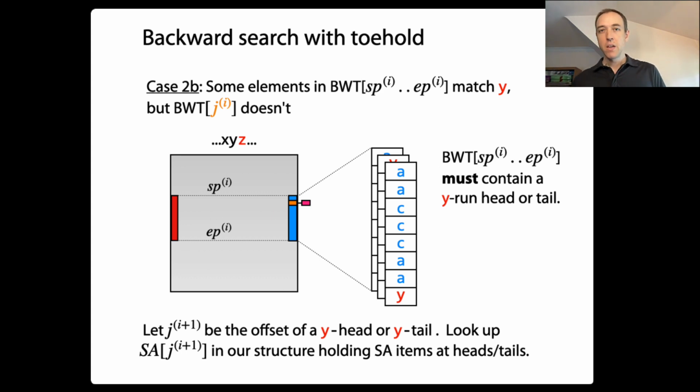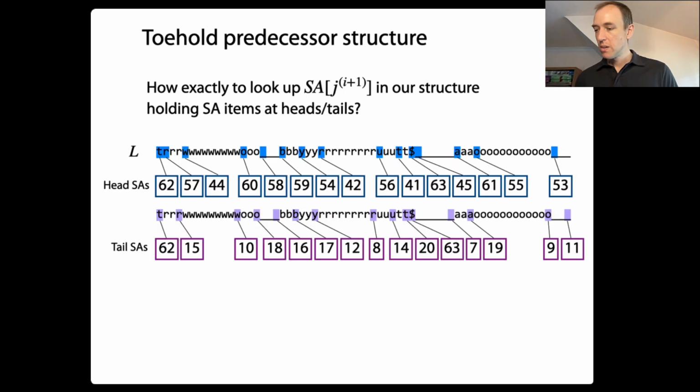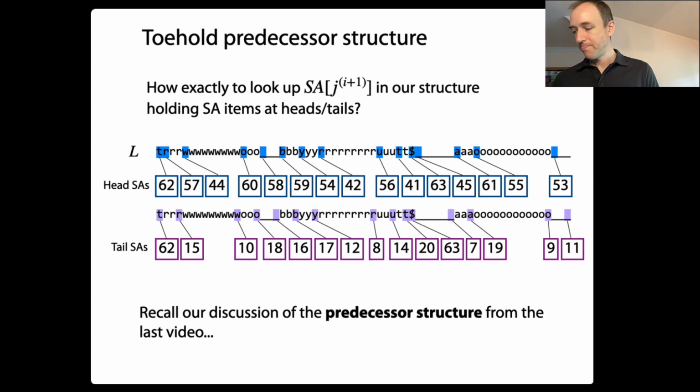That's the idea. We have to get a little bit more specific now about what the data structure is, such that we can do that lookup. It's going to look kind of similar to the predecessor data structure that we already talked about in the previous video, but we still need to get a little bit more specific. So how exactly do we look up what this new suffix array entry is that we should use, given that we know somewhere in that BWT range, there is a run of Ys, and there is in fact a run head or a run tail of a run of Ys?